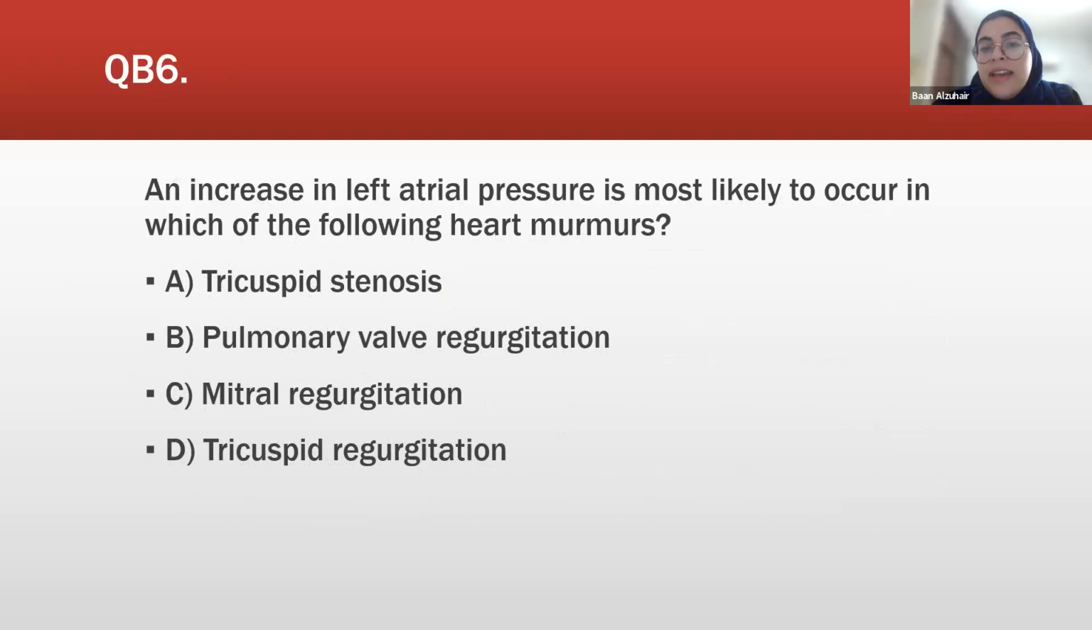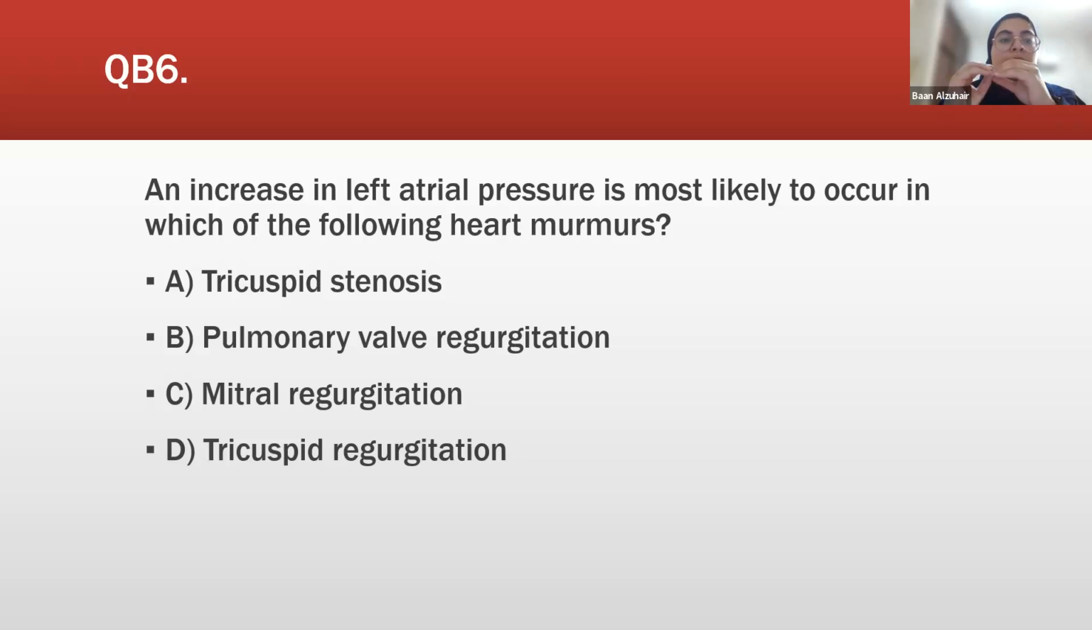An increase in left atrial pressure is most likely to occur in which of the following heart murmurs? Left atrial pressure. Okay, mashallah, you guys are amazing. Yeah. Mitral regurgitation. That is amazing. Regurgitation means as the atria is pushing blood to the ventricles, some of it leaks back. Yes, leaky. Some of it goes back.